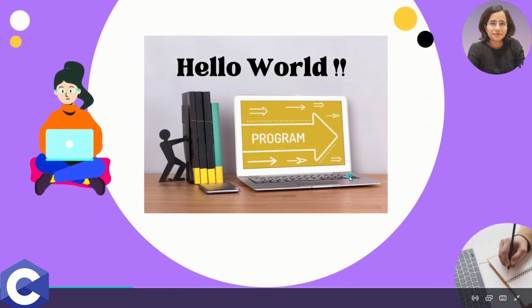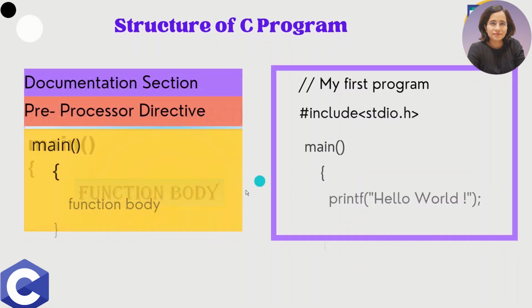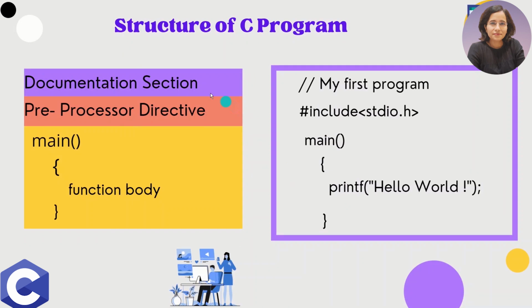Welcome back. In this video we are going to write our first C program. Let me first explain the structure of a C program. The first section is the documentation section. It consists of comment lines which are used to write additional information about the program. Two slashes are used to give a comment.